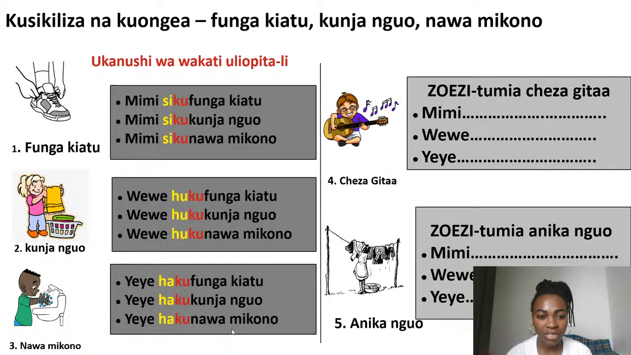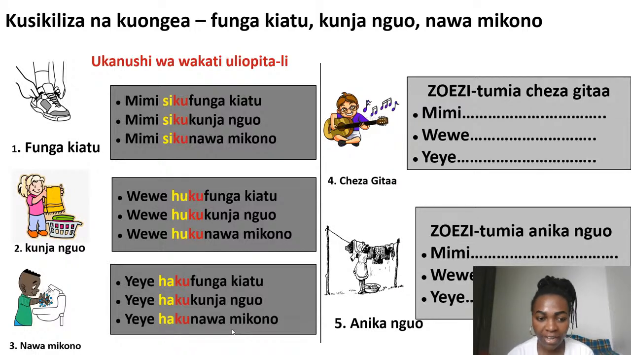Now, you. What is changing? Let's look at the first sentence. Wewe hukufunga kiatu. You did not tie a shoe. You tied a shoe is wewe ulifunga kiatu, and then the negation will be wewe hukufunga kiatu. Now let's look at yeye.